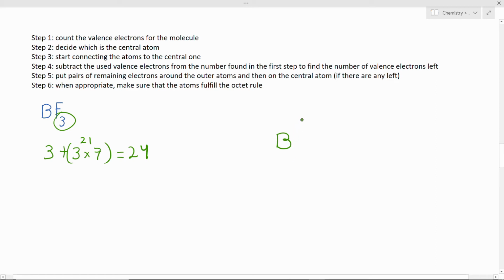Now for step 3, we connect the fluorine atoms, the outer atoms, to the central one. Step 4 is to subtract the used valence electrons from the number found in the first step. So here we know we used 6, as each line here equals 2 valence electrons. And so 24 minus 6 is 18 valence electrons we have left.